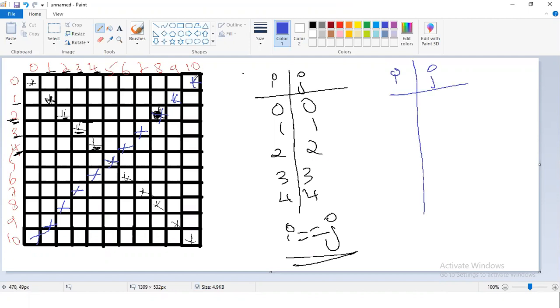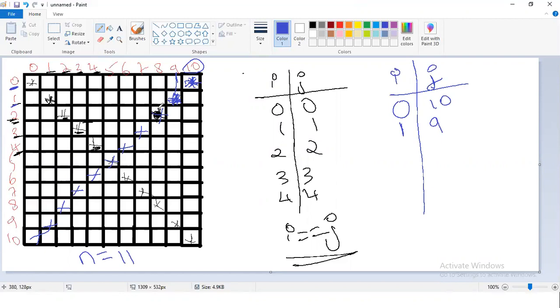So for this star, what's the value of I? Value of I is 0. What's the value of J? Value of J is 10. Before I continue this, can you guys tell me what is the value of n here? N value is 11, right? N value is 11 because 0 to 10, n value is 11. I have printed one star. To print this star, what's the value of I? Value of I is 1. What's the value of J? Value of J is 9.